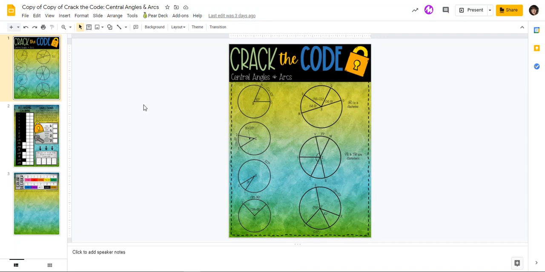Hello, geometry babies. I have had a lot of questions about the instructions for this one, which means it's really unclear, so I thought I would just record some quick instructions for you. Keep it short, I promise.